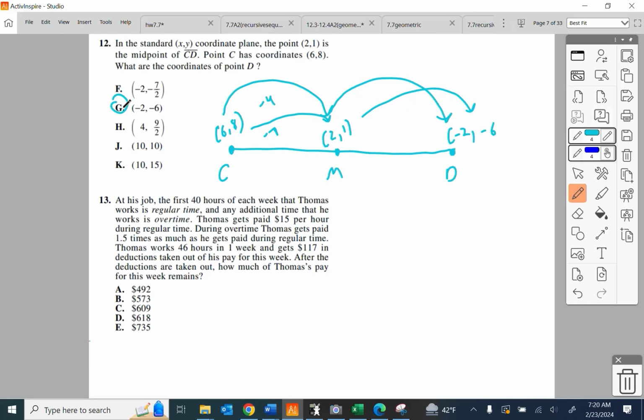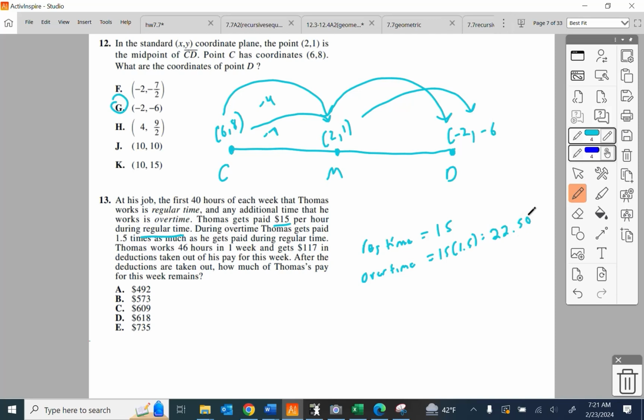At his job, the first 40 hours of each week that Thomas works is regular time, and any additional time that he works is overtime. He gets 15 per hour during regular time, so there's his wages. Regular time is 15. He gets 1.5 times as much for overtime, so overtime is 15 times 1.5, which is going to be $22.50.